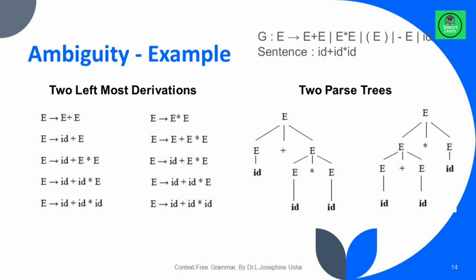This arithmetic grammar is an ambiguous grammar. Why is it ambiguous? It has two leftmost derivations as well as two parse trees, and this grammar also has two rightmost derivations. So we can say the arithmetic grammar E tends to E + E, E * E, E - E and id is ambiguous, because it has two leftmost derivations, two rightmost derivations, as well as two parse trees. This way we can prove a grammar is ambiguous.